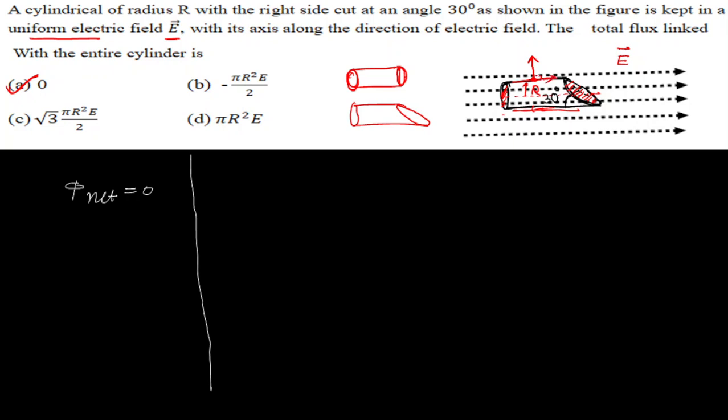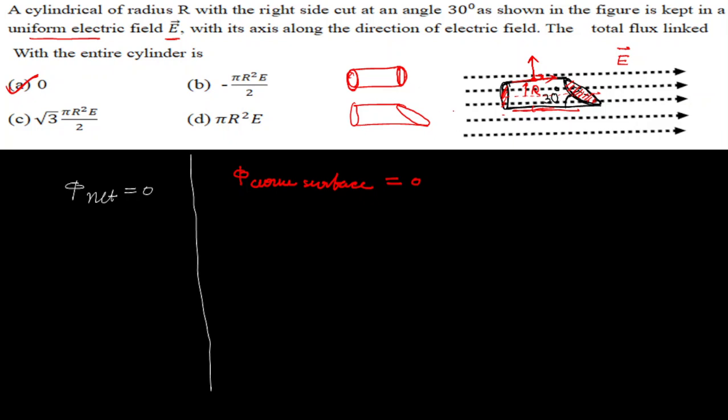So on the curved surface, everywhere the electric field and the area vector make a 90 degree angle with each other. Because of that, the flux through the curved surface will be zero. The flux through the curved surface in this case will always be zero. If the electric field is uniform and parallel to the axis of a cylinder, then the flux through the curved surface will be zero.